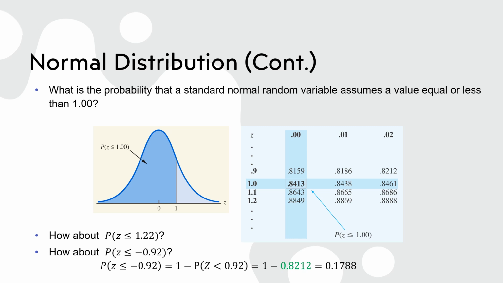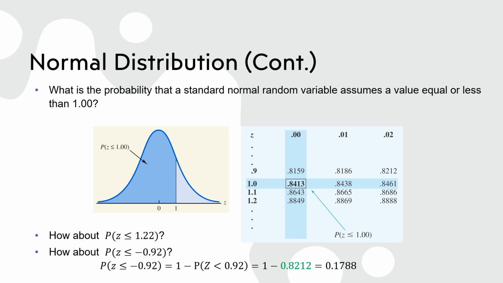The value 0.8888 means that about 88.88% of the data points from a standard normal distribution lie to the left of a z-score of 1.22. This can be interpreted as the probability that a randomly selected value from a normal distribution with a mean of 0 and standard deviation of 1 is less than or equal to 1.22.